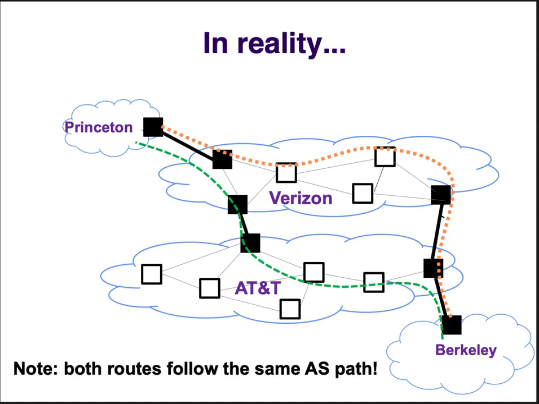Which route do you think Verizon would prefer between these two? The California route, so the orange one. Why? Yeah, okay, interesting. That's a valid argument.